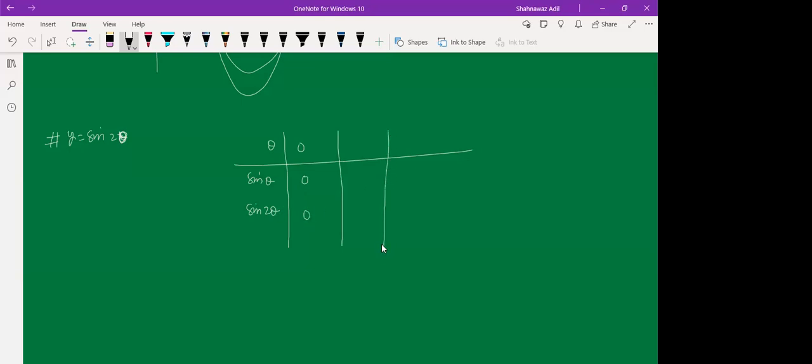But what happens at, let's say, 45 degrees, or pi by 4? At sine pi by 4, what is the value? Yes, guys, 1 by root 2. So this is 1 by root 2. But what would be the value of sine 2 theta? What would that be, guys?